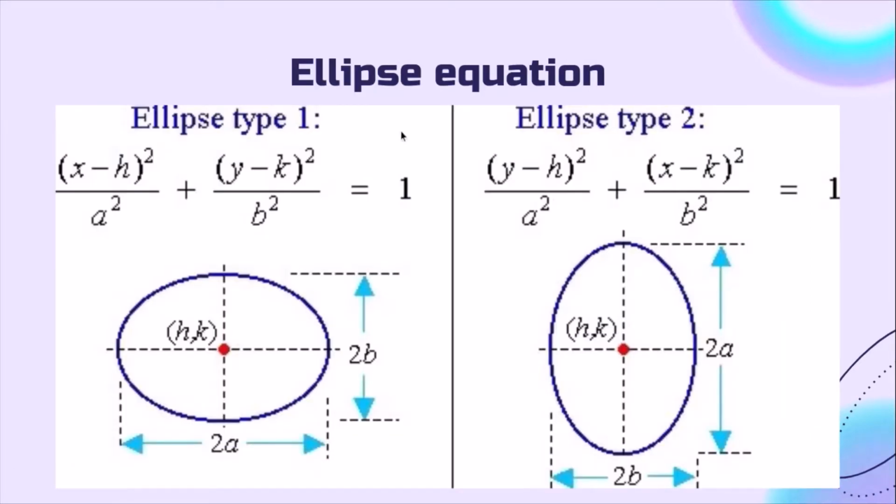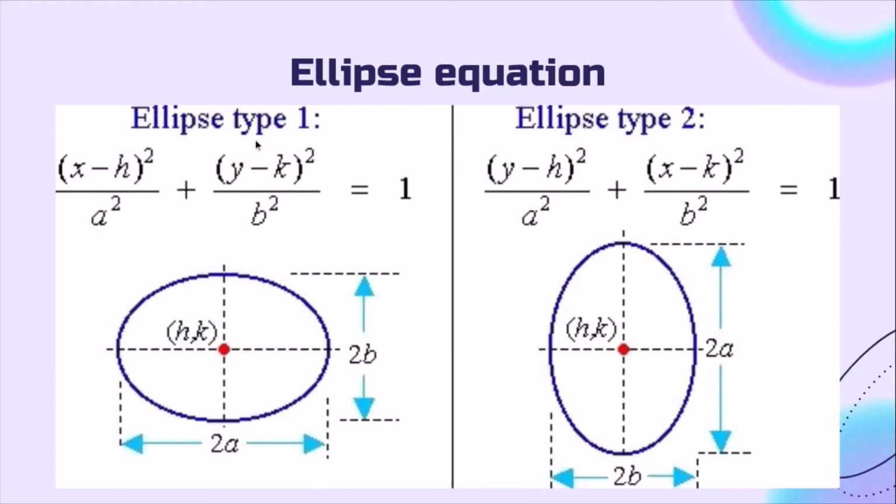Here we have the equation of an ellipse. It is (x minus h) squared over a squared plus (y minus k) squared over b squared equals 1. As we know, h is the x coordinate of the center, and k is the y coordinate of the center. A is half of the major axis, and b is half of the minor axis.